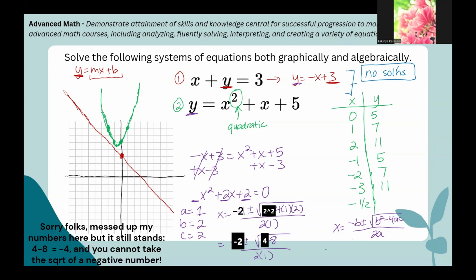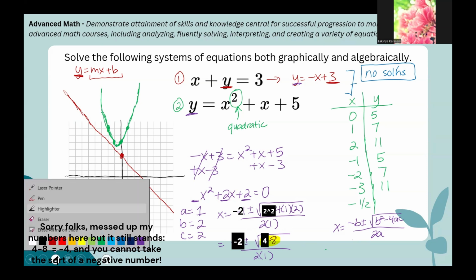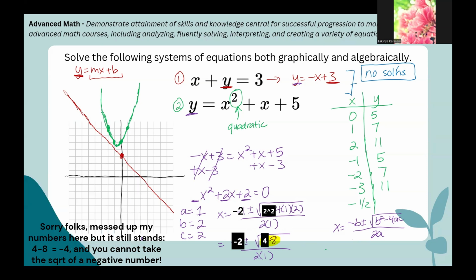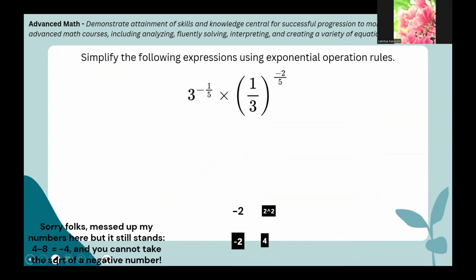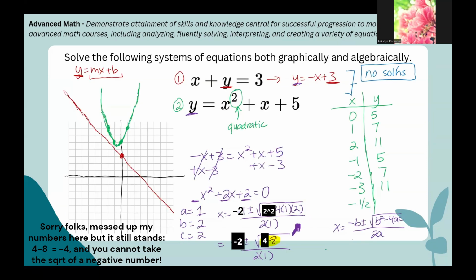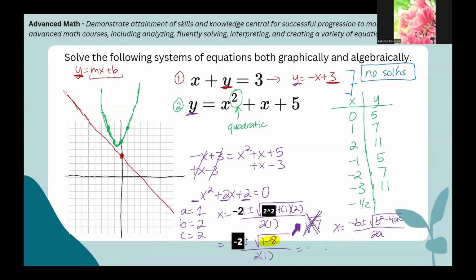So here you should identify what's going on. You see that 1 minus 8 gets you a negative number. It gets you negative 7. And you cannot take the square root of a negative number. This does not exist. Therefore, again, the solution does not exist. There is no solution, right?